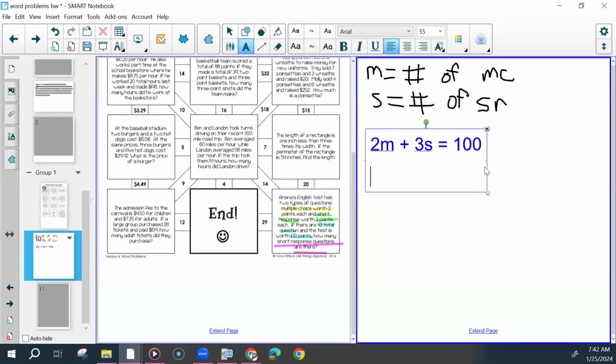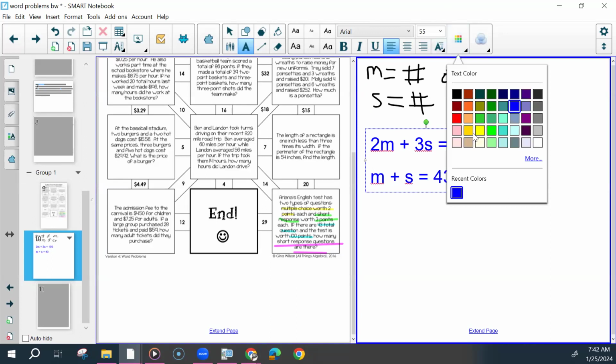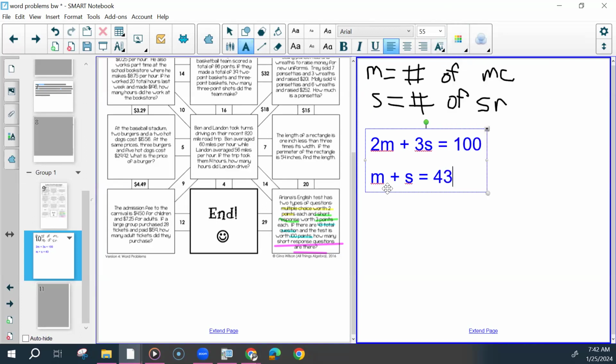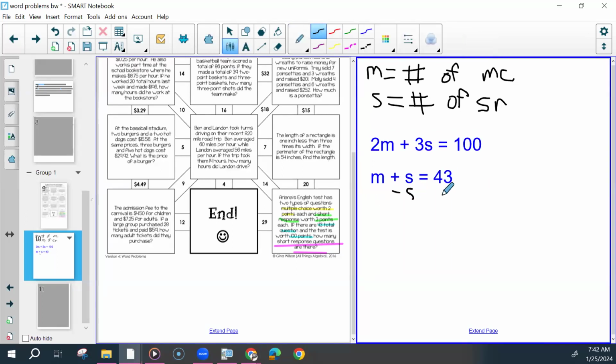Okay, and the other one? M plus s equals not 100, but 43. Right, do we want to solve this by substitution or elimination? Okay. Since we are looking for short response, if we were to solve for m, get rid of s and put it back in, we would end up solving for the variable that we want. So get rid of s, that's not what I was trying to do. Subtract s.